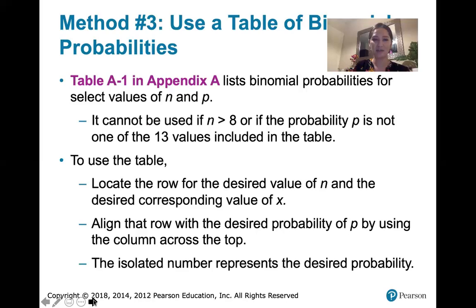To use the table, we're going to look for the right row, we're going to look for the right column, and the isolated number in the right row and the right column represents the desired probability. The row is associated with a particular number of trials n and a particular number of successes in those n trials x. And the column is associated with the desired probability of success in one trial p.